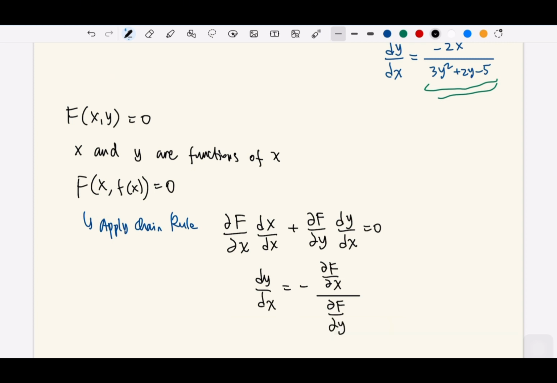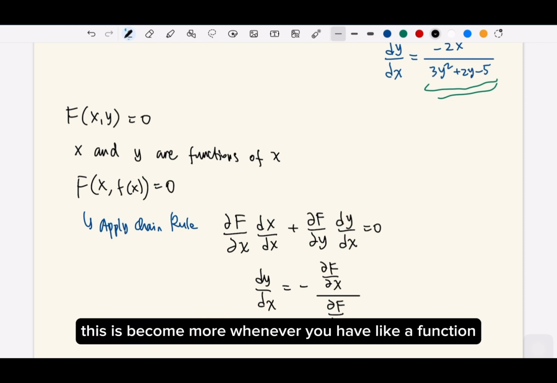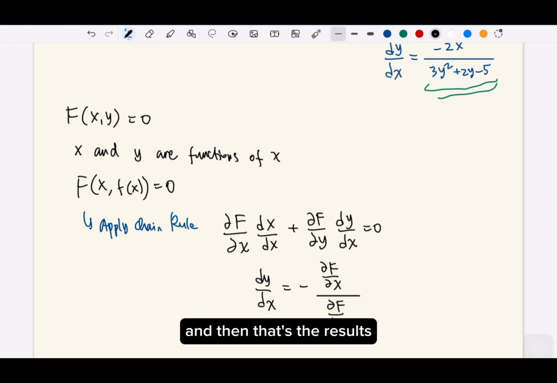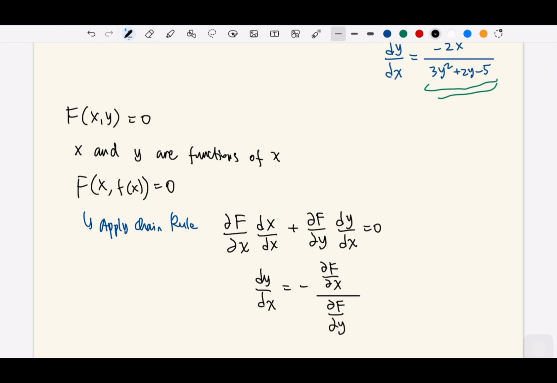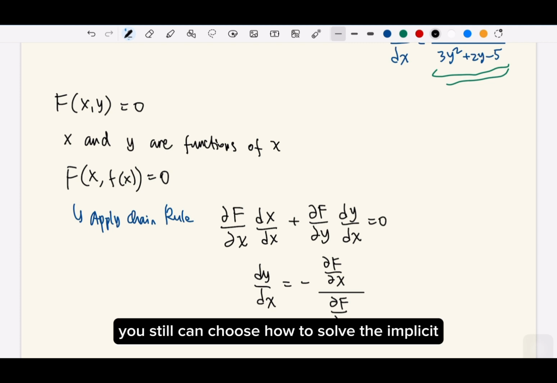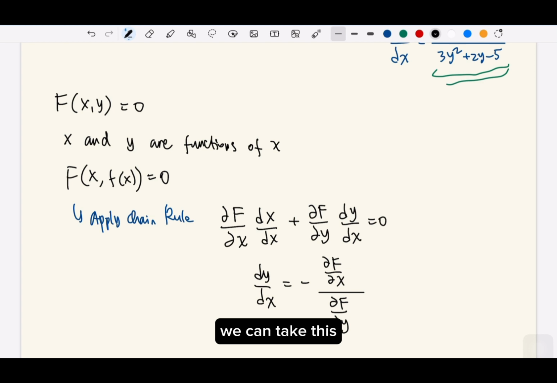Okay, so we can rewrite it in terms of a function of two variables. Whenever you have a function f of x, y like this, we can set it equal to 0, and then we can derive partially with respect to x and y. Then we can put partial x over partial y, and that's the result. Maybe I'll give you another example to look at. And actually, you can still choose how to solve the implicit differentiation. We can take this, or we can take it directly.